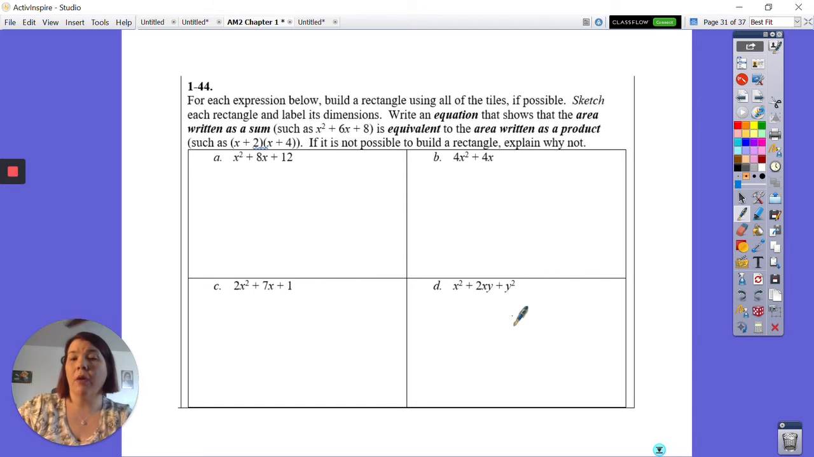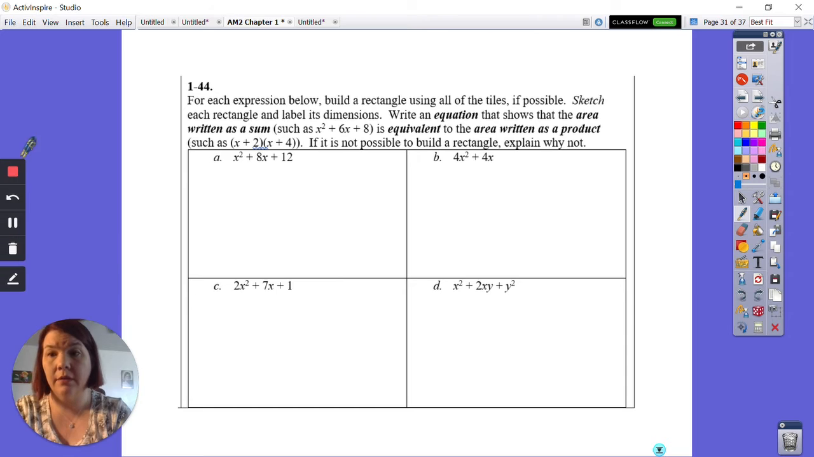Okay, so I want you to go ahead and build each of these with algebra tiles, and try to make a rectangle. And if you can't make a rectangle, explain why you couldn't make a rectangle. So I'm going to go ahead and pause the video, and you need to pause the video, do all of these problems, and then come back. Because if you don't pause the video, you will not have any time because the answers will just be here. So take a minute, pause the video, do the problems. Answers will be up in just a second.